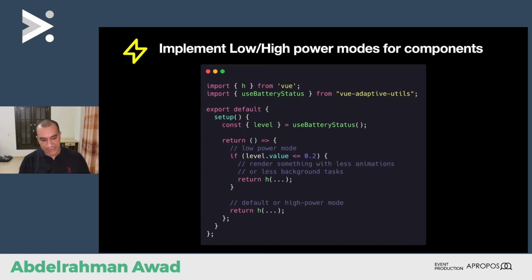So still, in this example, I'm just checking if it's below 20%, and if it is, we will render something that we know is definitely cheap. Otherwise, we will give them the default experience or a higher power mode experience, depending on how you look at it. This can be applied to the exact example as the memory. We can load the 3D model if they have more than 20% charge, and maybe we can load the images if they have less.